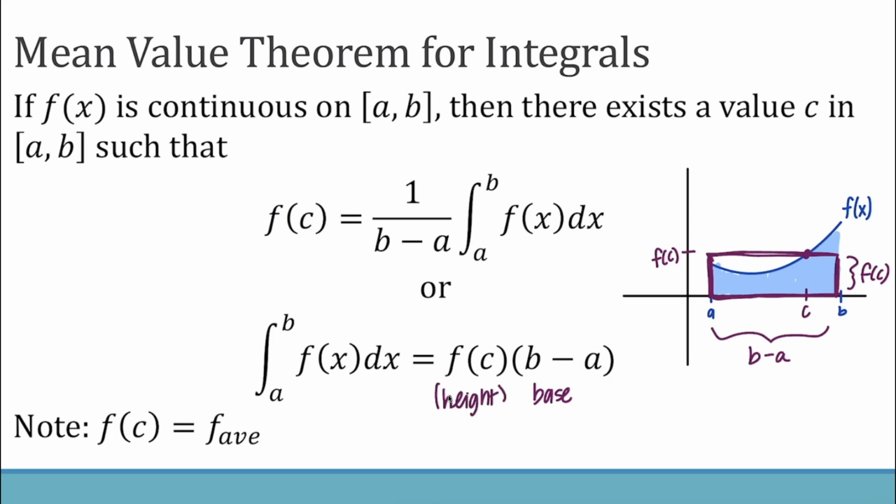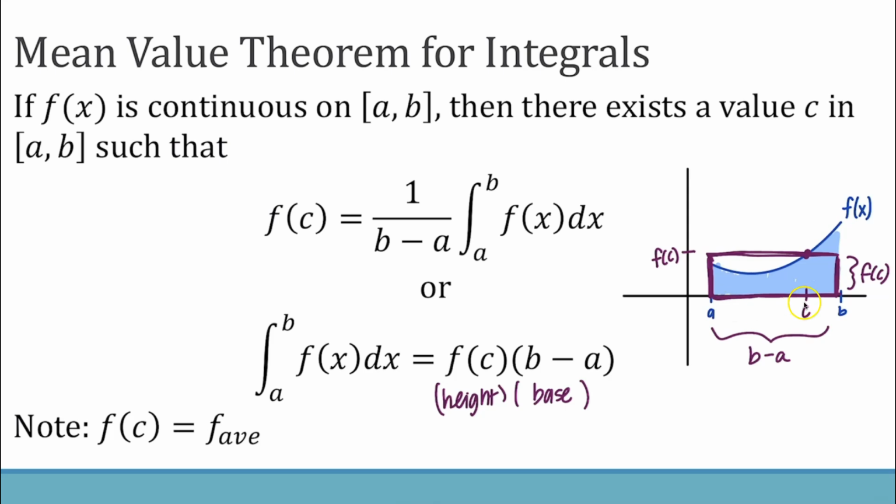So let's think about it again. There is a value c such that there is a corresponding height f of c that's going to be the height of a rectangle, where when I multiply f of c times b minus a, that rectangle has the exact same area as the area between the function and the x-axis on the interval from a to b.